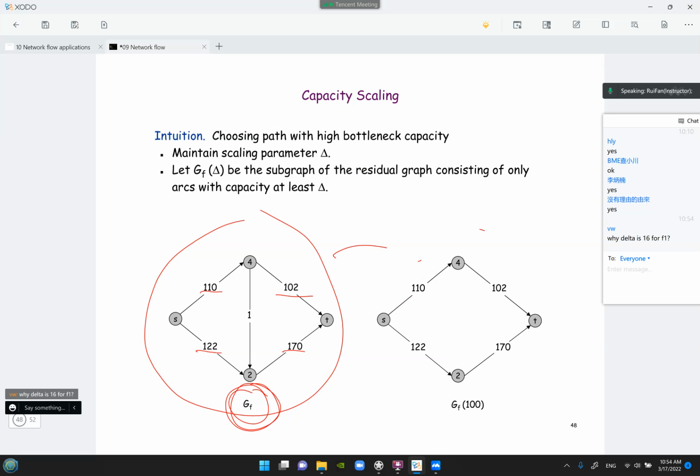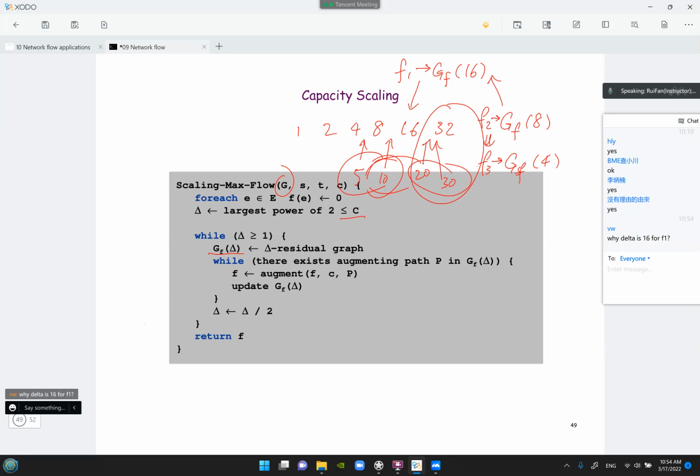Right, initially you throw away lots of edges. Why is delta 16? Initially delta is going to be the largest power of 2 which is less than your maximum capacity. So let's say your maximum capacity is 30, then delta is going to be 16. Again, the idea is that initially you just want to keep the very biggest edges.